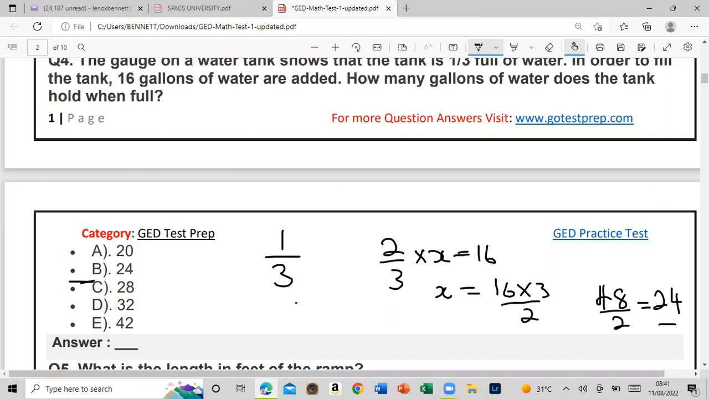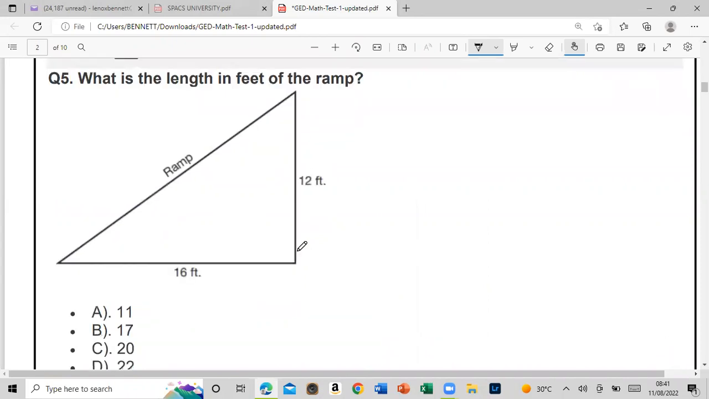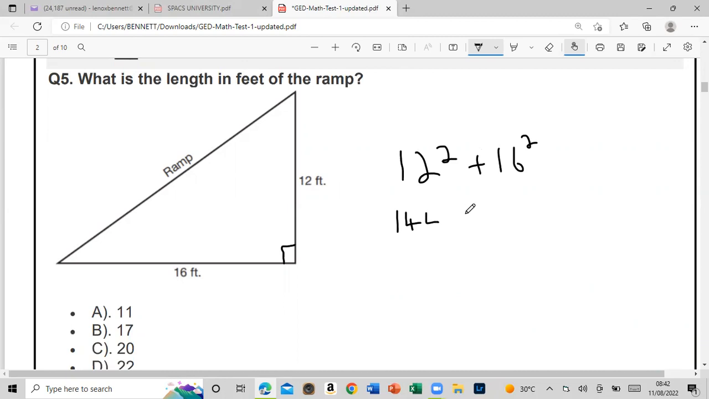So let's move on to 5. What is the length in feet of the ramp? As you can see, it's a right angle triangle. So the square of this side plus the square of this side is equal to the square of this side. So that's 12 squared plus 16 squared. 12 squared, 144, means 12 multiplied by itself.